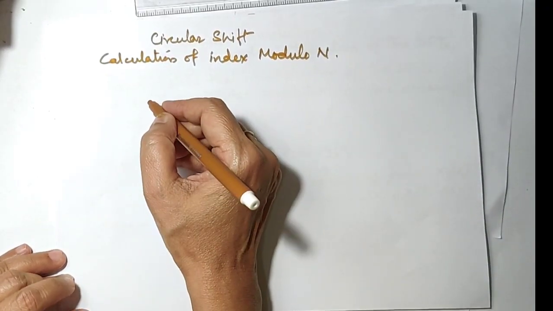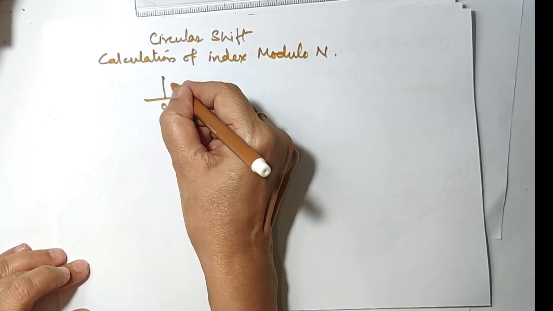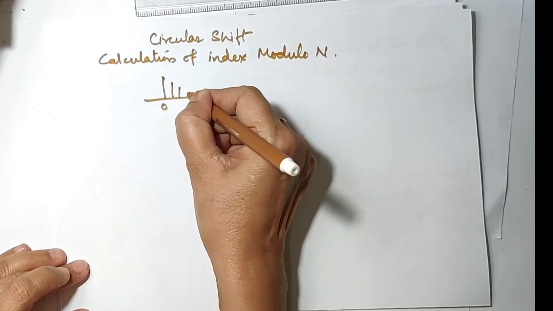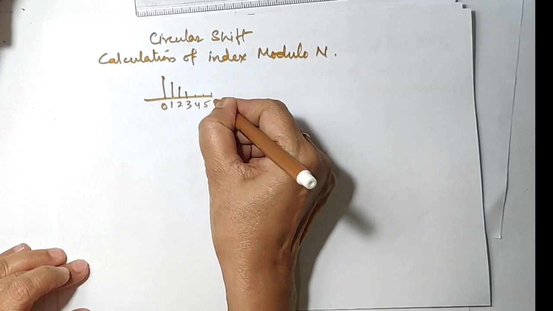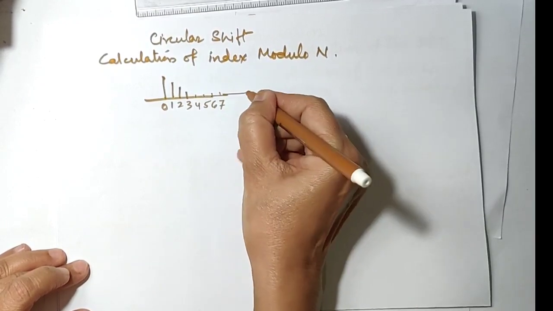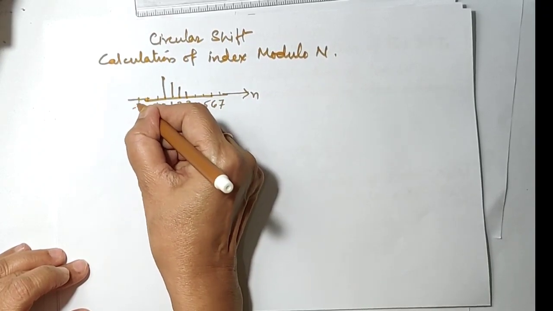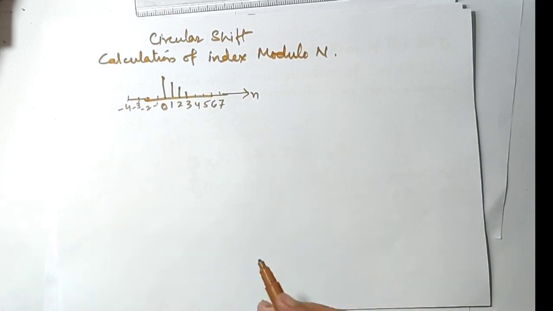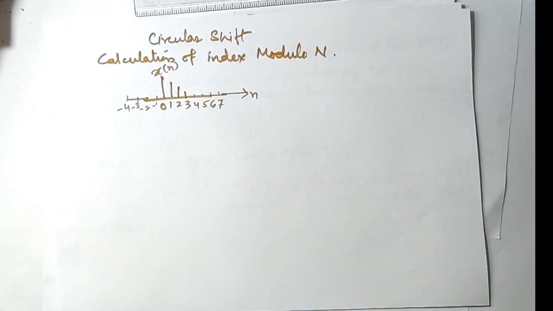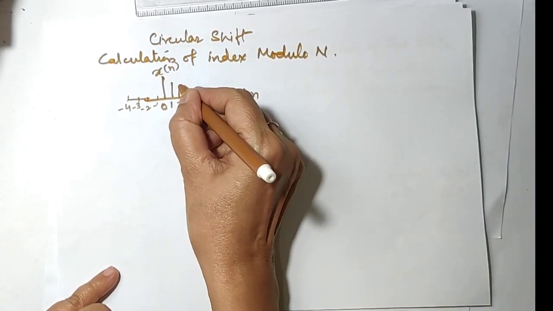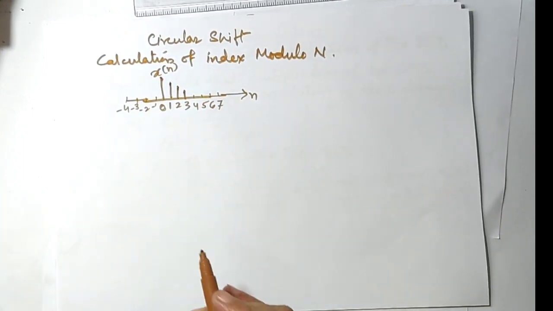Suppose we take this sample 0, 1, 2, 3, then 4, 5, 6, 7. This is n. Minus 1, minus 2, minus 3, minus 4. So this is the finite length sequence, let it be x[n]. No need of amplitude; I am just giving the example of how we make it periodic. So now, when this is shifted, we are making it periodic.